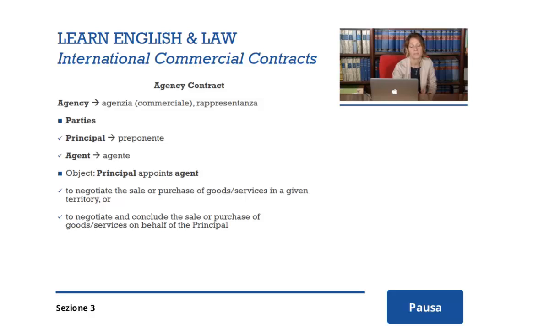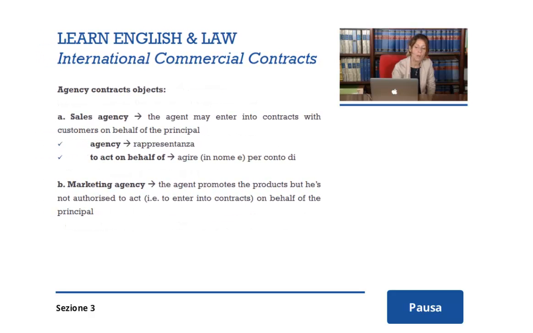So to which extent can the agent act in the name and on behalf of the principal? Let's say that agency contracts objects may be of two types. We generally have a sales agency when the agent is entitled to enter into contracts with customers on behalf of the principal. So agency means rappresentanza, and to act on behalf of means agire in nome e per conto di. The agent in this case has full representation powers. He makes the deal, he stipulates the transactions, and the principal is going to be bound by the contract signed by the agent.